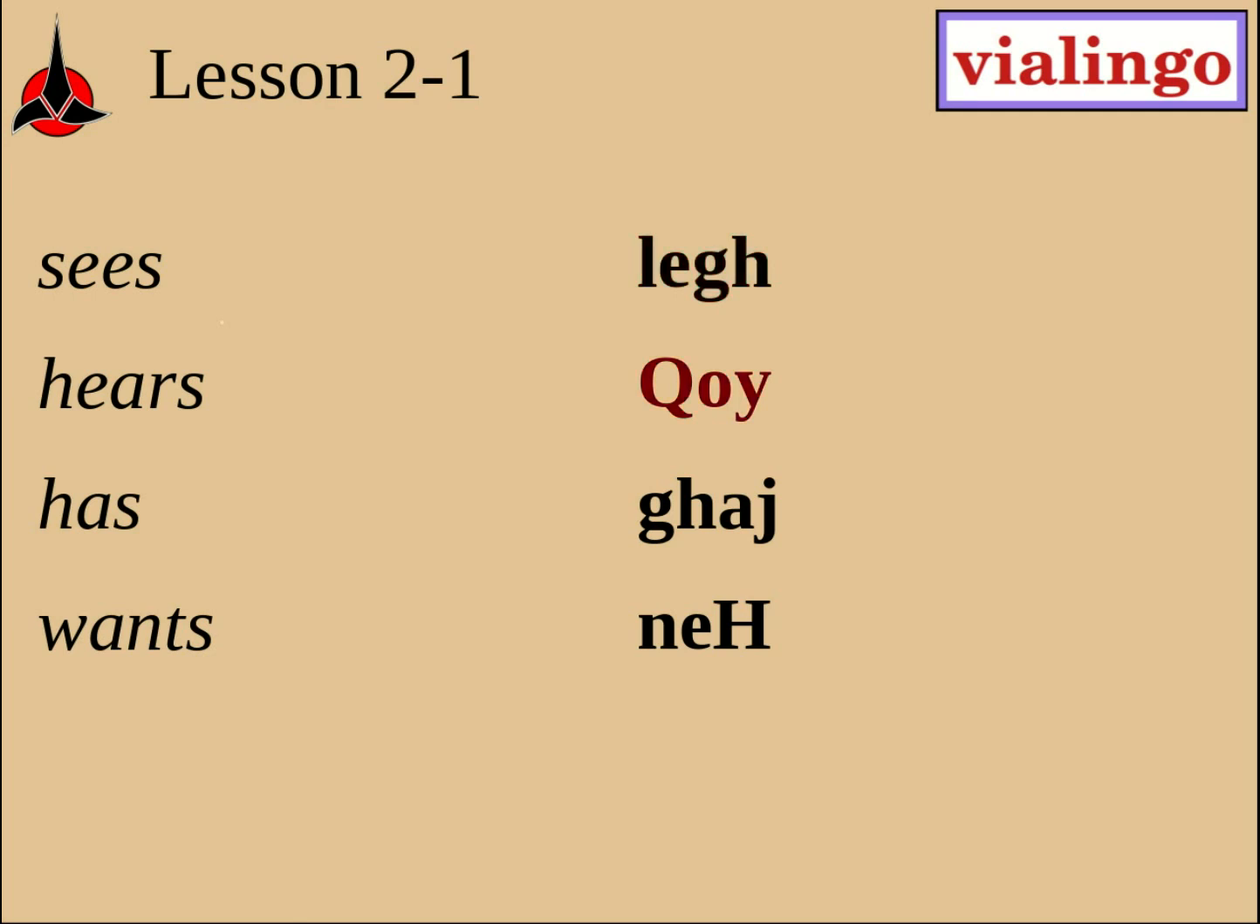Hears is ghoj, ghoj. Imagine that the queen puts her head into the pond so she can hear the koi carp. Ghoj. Has is ghaj, ghaj. Imagine a Klingon who has several ranches in Texas. Ghaj.